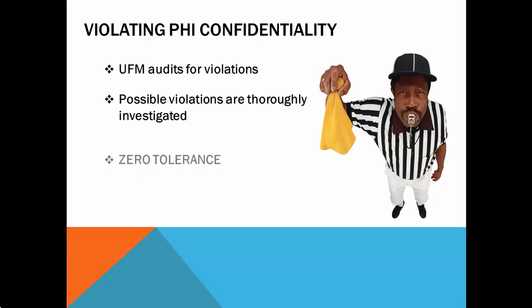Private health information is a sacred trust, and there is zero tolerance for violating that trust. Caregivers, employees, and business partners who knowingly reveal protected health information will be held accountable. Employees found to have done so will face disciplinary action up to and including termination.